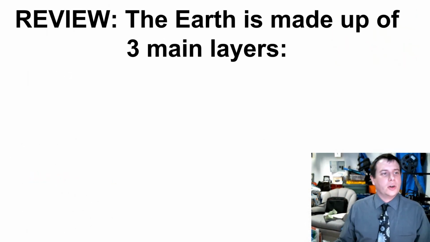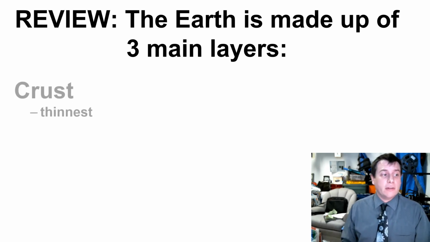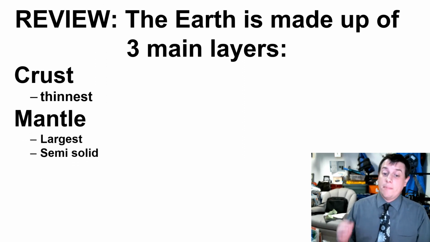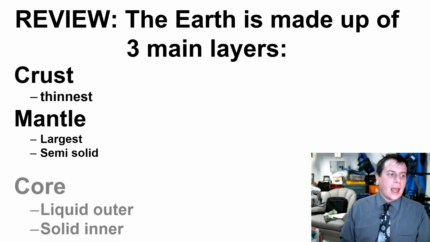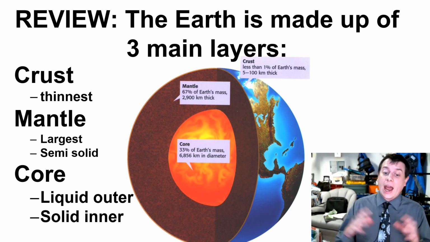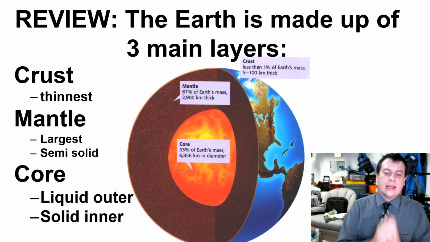All right, so let's review. The Earth is made up of three main layers. All right, and let's see if we can review what those layers are. Working from the outside in, first you have the crust, which is going to be the thinnest layer. The mantle is in the middle, and it's going to be the largest layer, and it's semi-solid. Remember, it's squishy, gooey kind of thing. And then you have the core, and you're going to have a liquid outer core and a solid inner core.